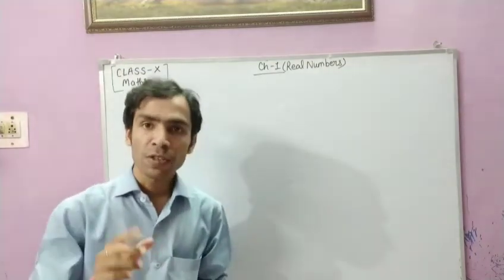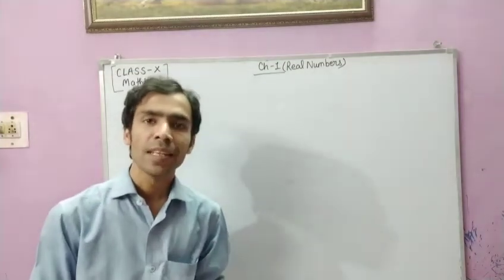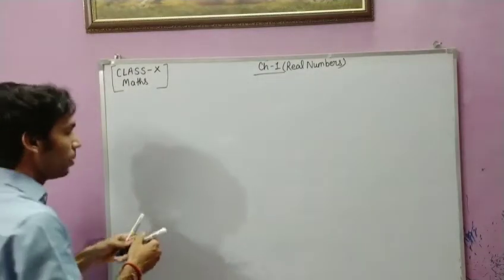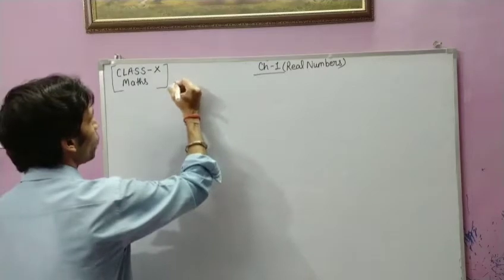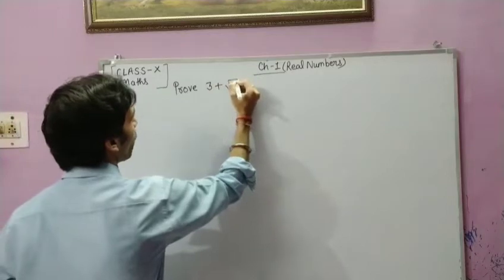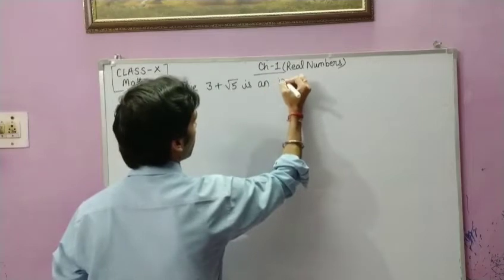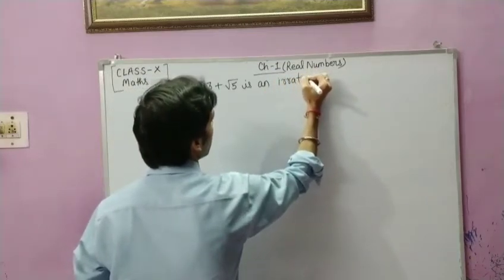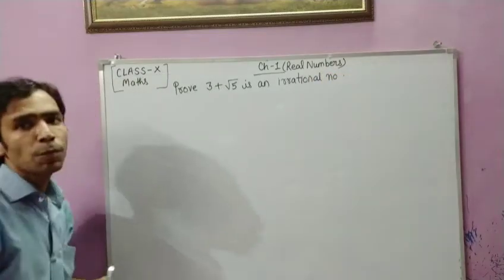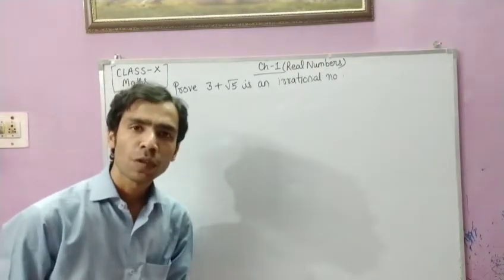Okay, so the first rule was the sum of a rational and irrational is always an irrational. How will we prove it? That we will learn here. So I am going to start from the question: suppose you have to prove 3 plus root 5 is an irrational number. Suppose this you have to prove, students. So how are you able to prove it? Again, by the same approach we will solve it.